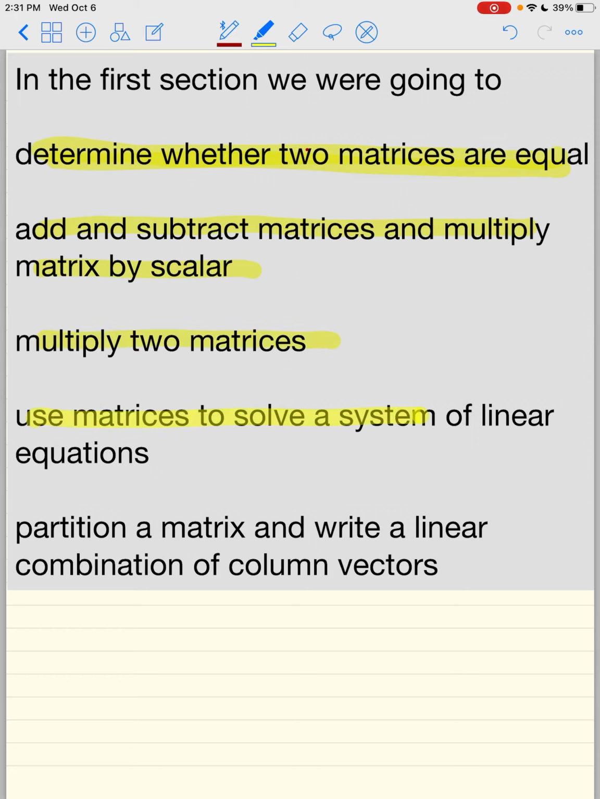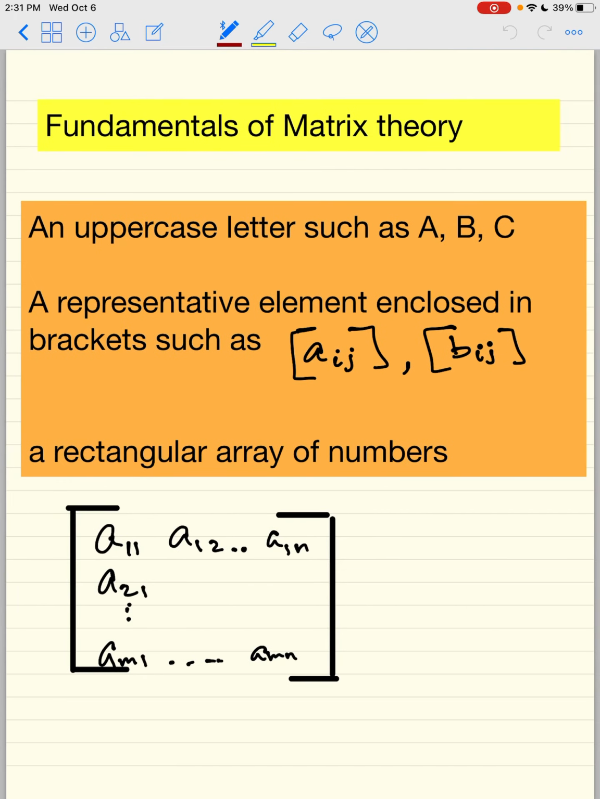We're also going to use matrices to solve a system of linear equations, which is in a later video, and then the partition of a matrix and write a linear combination of column vectors. This part here is so important. Now, I know I spoke really quickly, so just pause and take a look at it if you want to. I'll go slower here. So first, we're going to determine whether two matrices are equal.